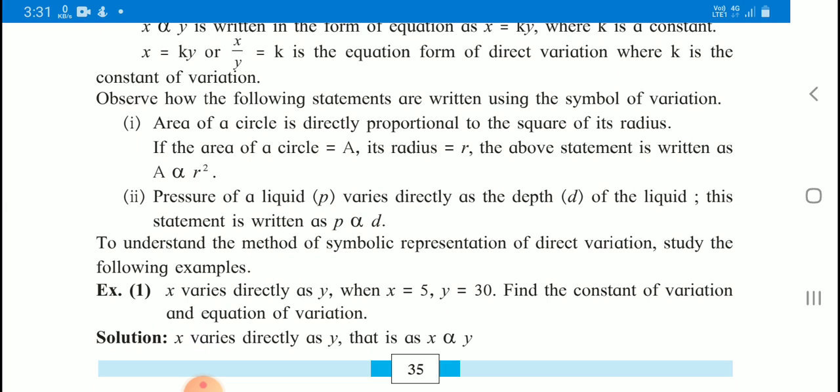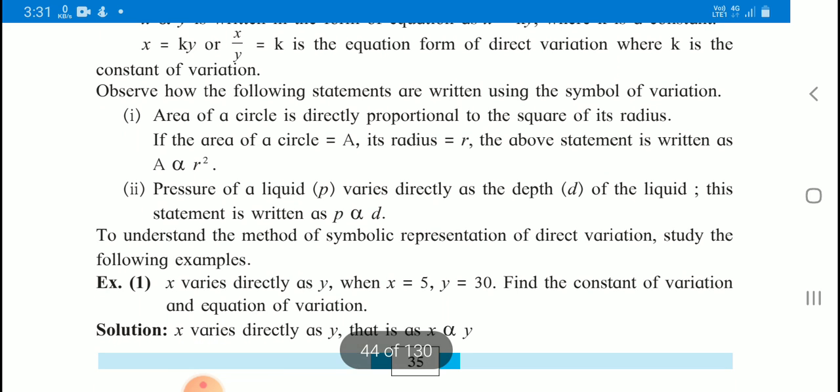Here they have given the first statement: the area of a circle is directly proportional to the square of its radius. If the area of a circle is A and its radius is r, the above statement is written as A is in direct variation with r square, meaning A varies as r square, with the variation sign.